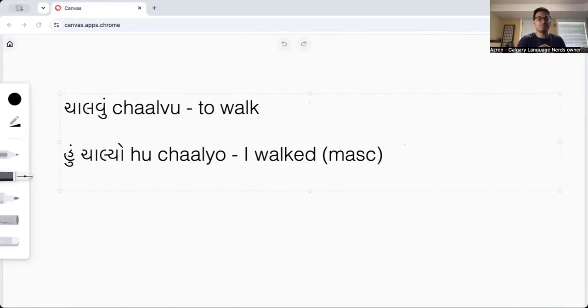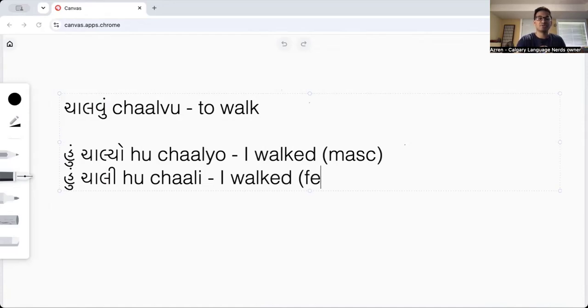If it's feminine, it's going to be hun chali. This would be I walked in the feminine, so women would say this. This is a review of stuff we've already covered. Now you'll notice that in the masculine, we have a yo ending. We've replaced this vu with a yo. So chalvu is the base form of the verb. Chalyo becomes the past tense masculine, or in the feminine, chalvu gets replaced with an i. Chali. Hun chalyo, hun chali. Pretty straightforward stuff.